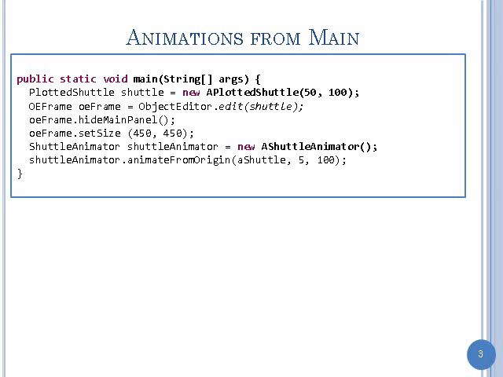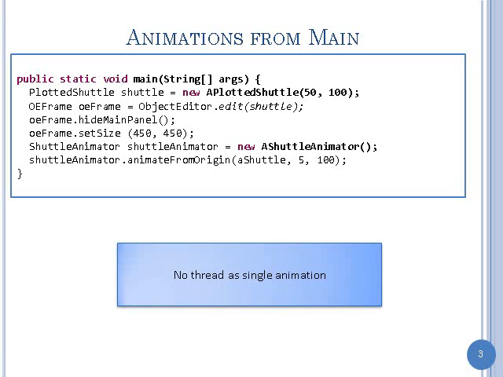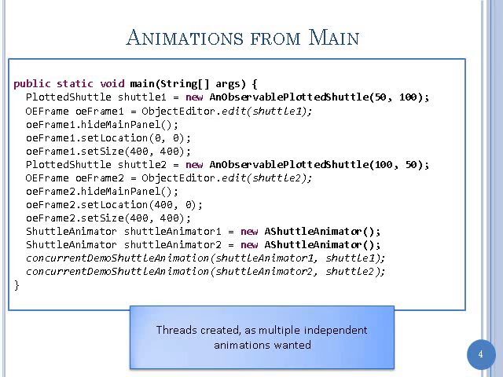We said our motivation for threads was that we wanted to do two things at the same time. When we had to do only one thing at a time, we apparently did not need threads, because we were running our animations from the main method. When we wanted multiple animations from the main method, we had to create threads. That seems to be the moral of the story so far.